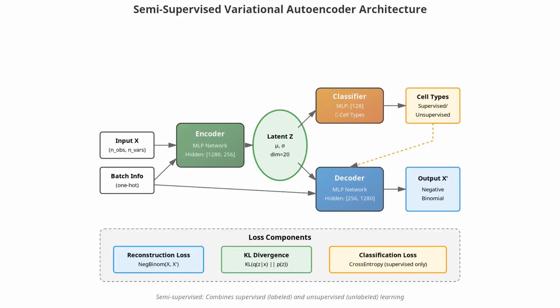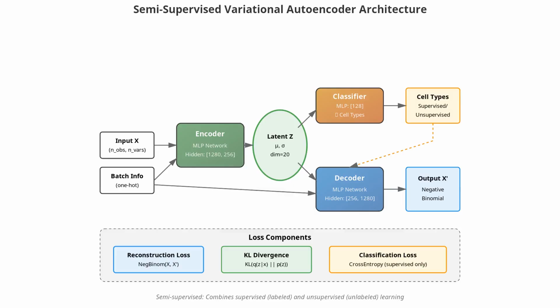Variational autoencoders, or VAEs, are powerful models that learn compressed representations of high-dimensional data. Semi-supervised VAEs are particularly useful because they leverage both labeled and unlabeled data, making them ideal for single-cell analysis where labels may be incomplete. Looking at this architecture diagram, we can see how the VAE processes our data through an encoder to create a latent representation, then uses a decoder to reconstruct the original data.